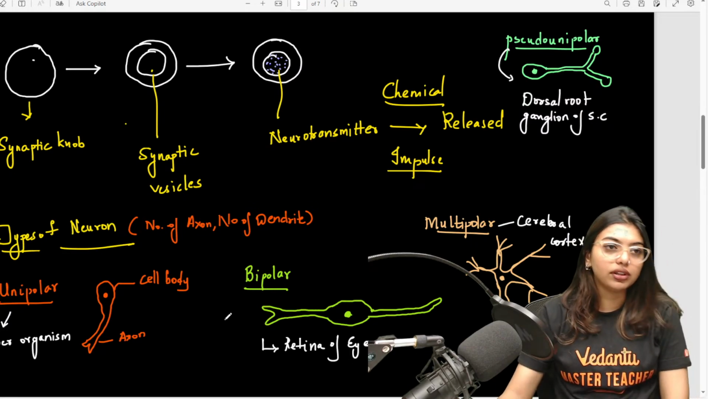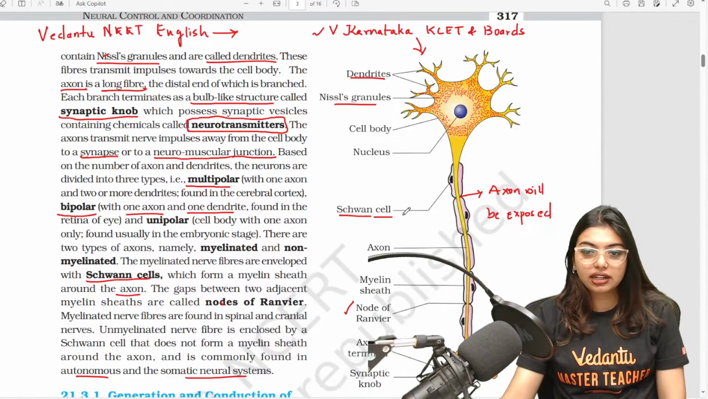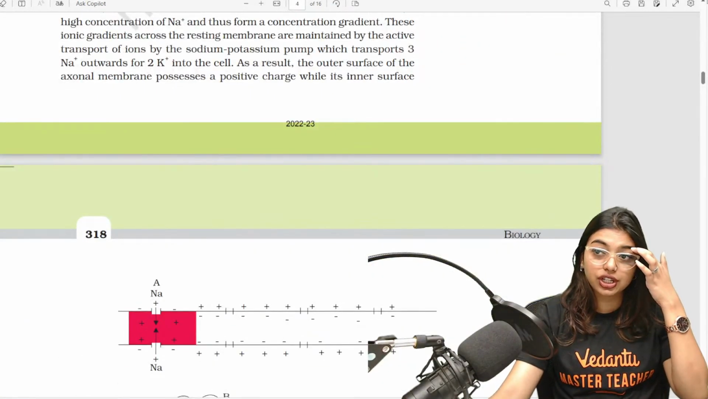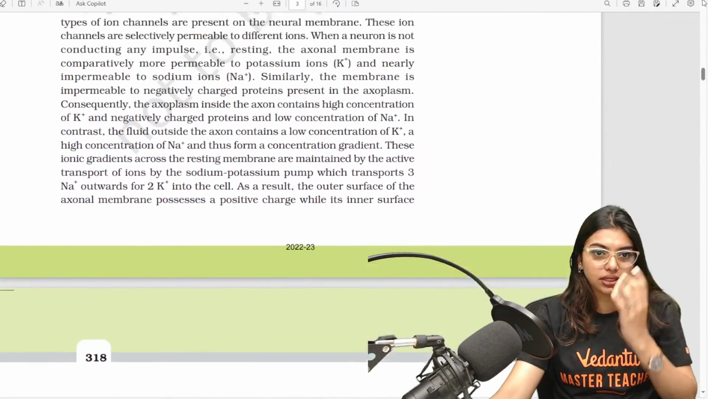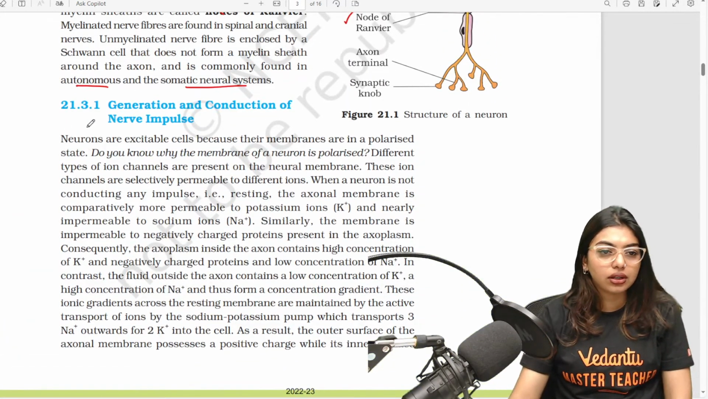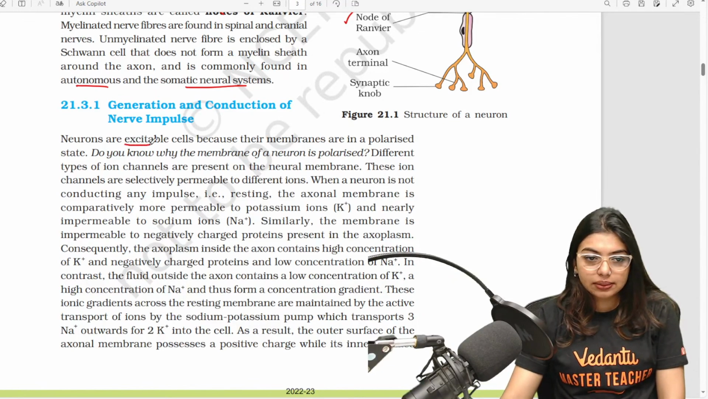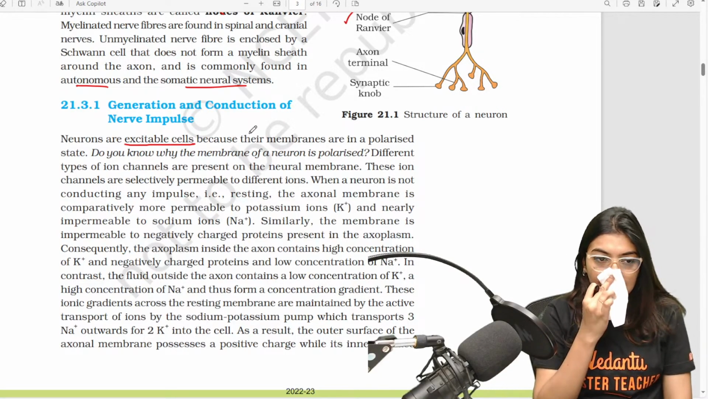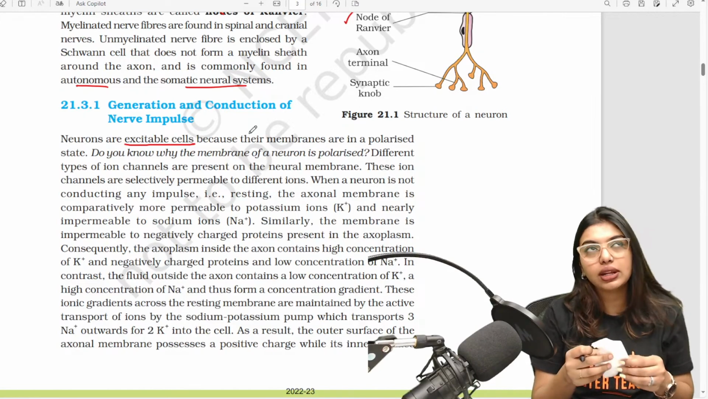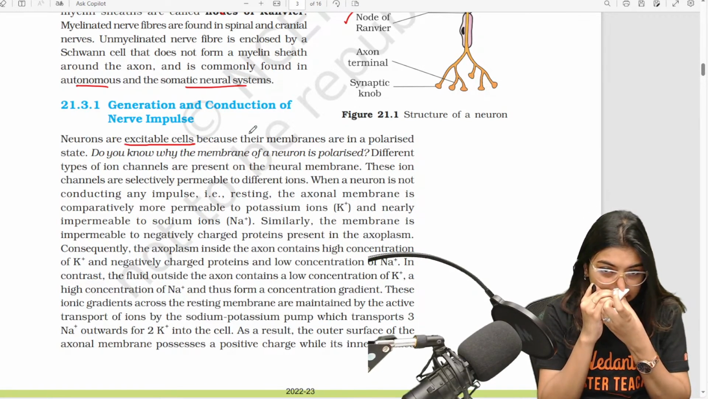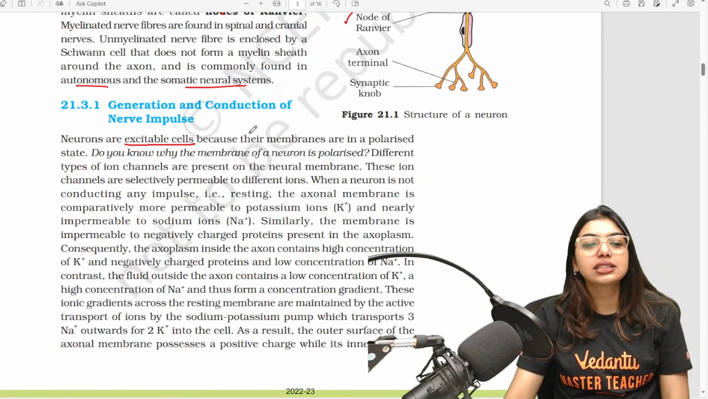Chalo, let's move forward. This whole paragraph I've made you write, and also I've made you explain. Now, generation of conduction of impulses. Let's go. Neurons are excitable cells because their membranes are in polarized state. Now, what is polarized state? That means in a stable situation, we say, like stable or both of them are equal.